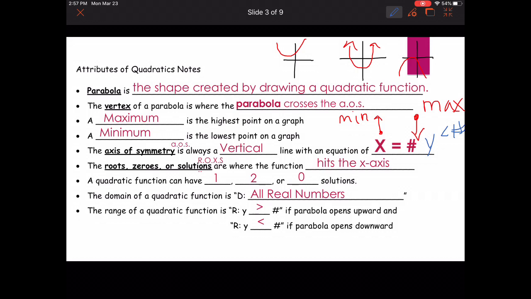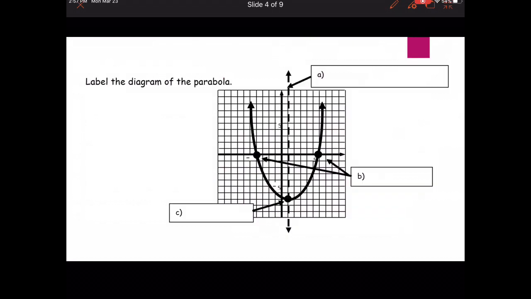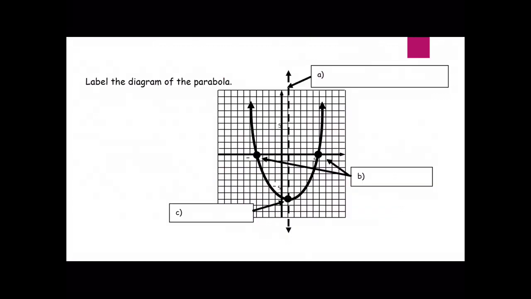So if y is less than a number, that means we start at a higher number and it goes down. So that means the parabola is opening downwards. Next, if we have a minimum, y is going to be greater than a number, and it opens upwards.